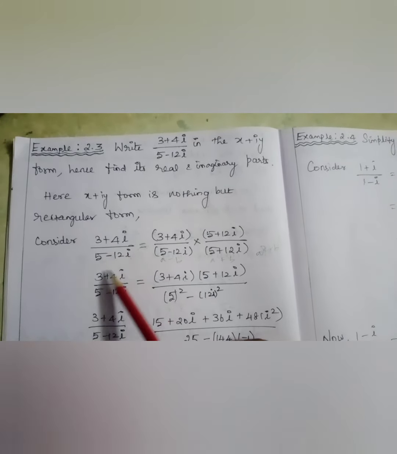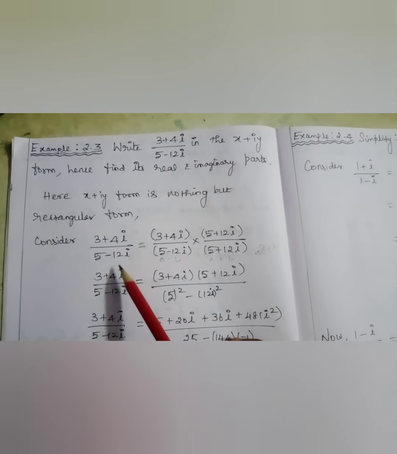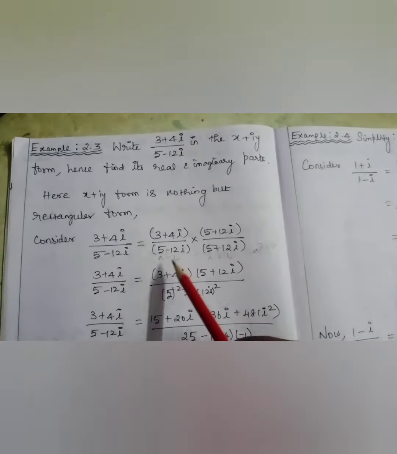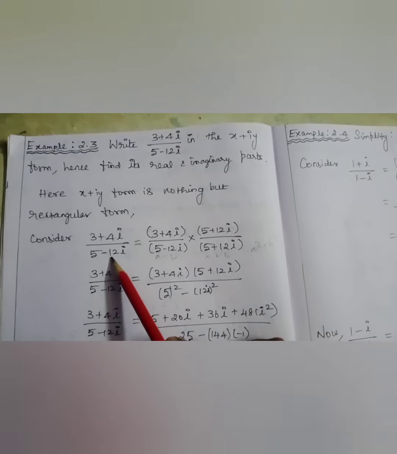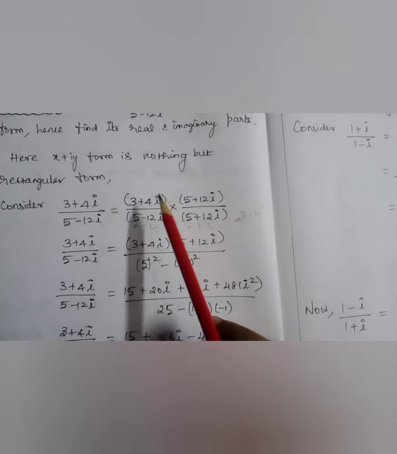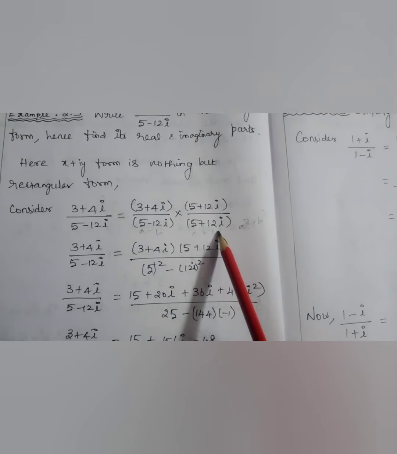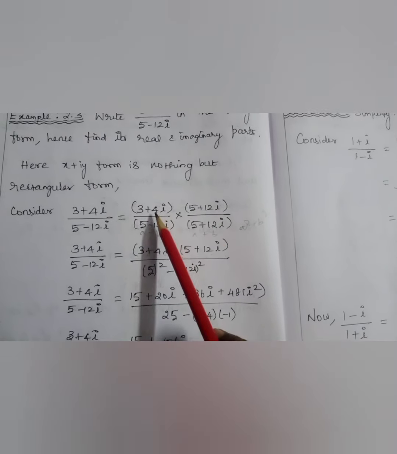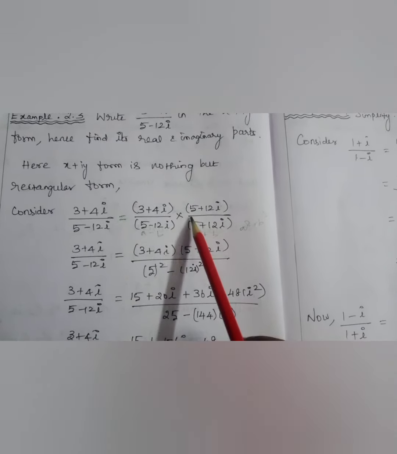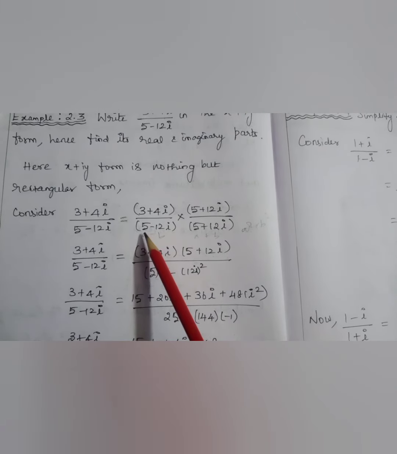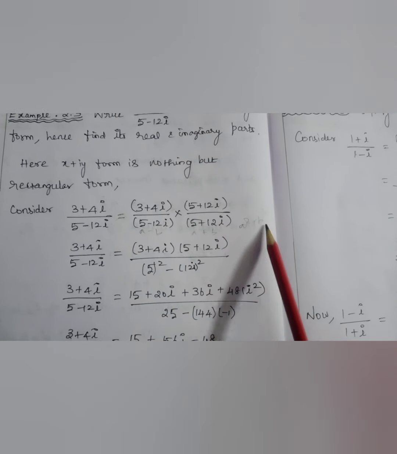In the denominator we have a complex number, 5 minus 12i. So we have to multiply and divide by its conjugate. Since it is minus 12i, we multiply and divide by plus 12i. So 3 plus 4i by 5 minus 12i into 5 plus 12i by 5 plus 12i. Now in the numerator we have to multiply, and in the denominator we can apply a minus b, a plus b, that is a square minus b square.